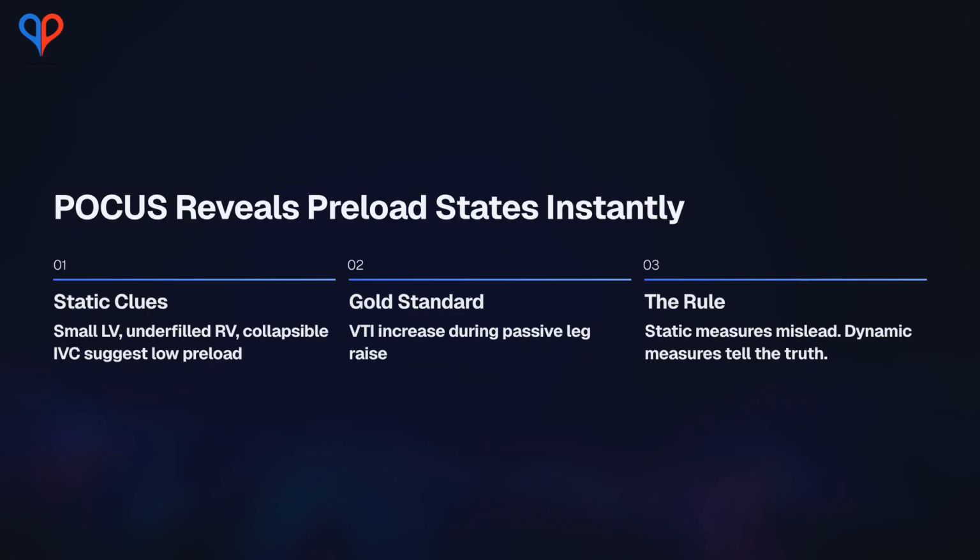Echo reveals preload states instantly. A small left ventricle, underfilled right ventricle, and collapsible IVC suggest low preload, but the gold standard is dynamic: velocity time integral, or VTI, increase during passive leg raise. Static measures mislead. Dynamic measures tell the truth.